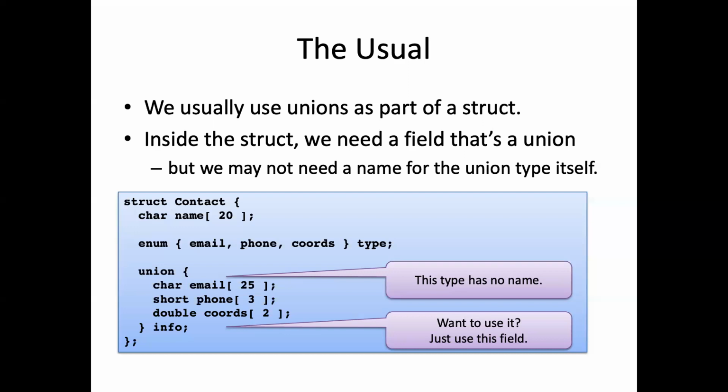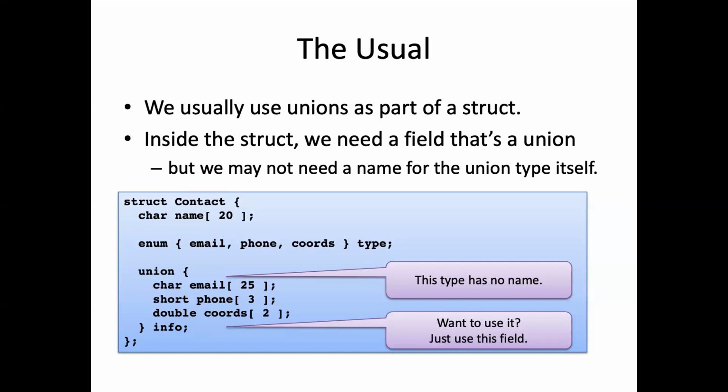The only place I'm probably going to use this union is when I'm talking about this field of this struct. So I went ahead and made a field named info. I didn't bother to give a name for the union type, again, because for this example, I'm probably never going to need that type outside of this struct. So this is what you'll typically see when people use a union. It's just part of a bigger struct.